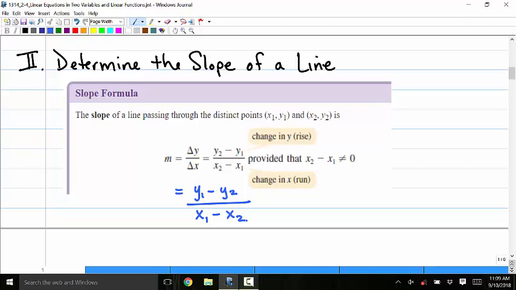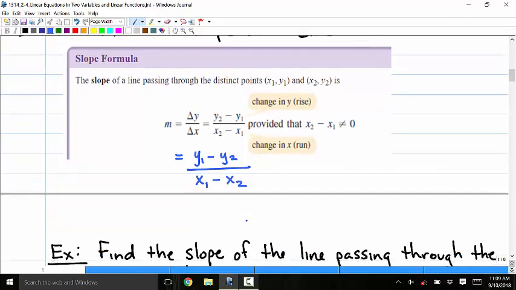So it doesn't matter what point you start with, but if you start with y1 on top, you have to start with x1 on bottom. Does that make sense? And I usually put my finger on the point that I start with, and I'll show you what I'm talking about in just a second.